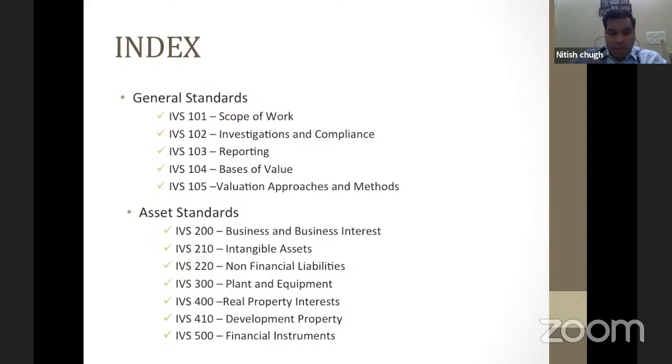We will not cover the real property interest and development property separately. We'll cover all those standards other than these two along with the particular Ind AS or with the particular chapter of valuation. Today we will cover these two, scope and investigation and compliance.